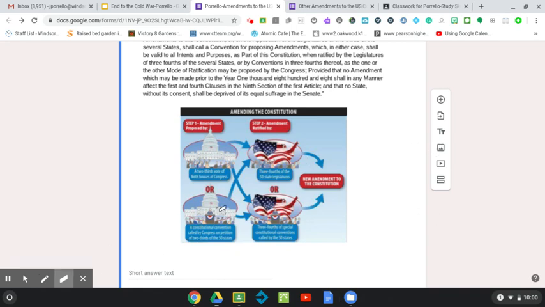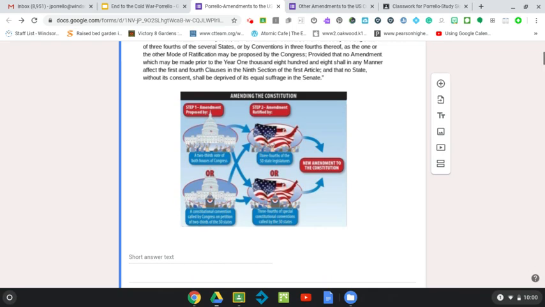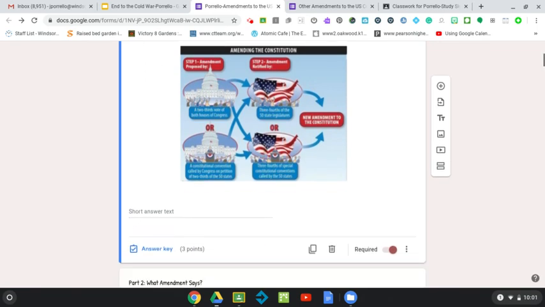Okay, so key points from that, I would write in something about 2/3 of Congress, the House of Representatives and the Senate, have to vote yes, this amendment needs to happen. And then from there, 3/4 of the states would vote on that as well. That's all you need to write in there.